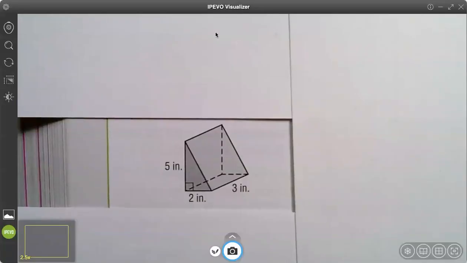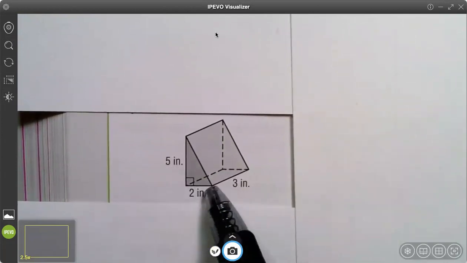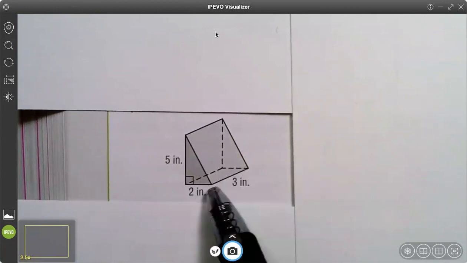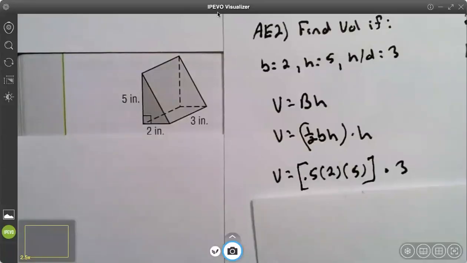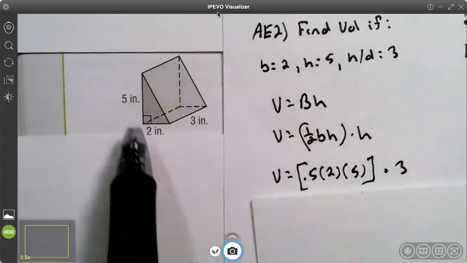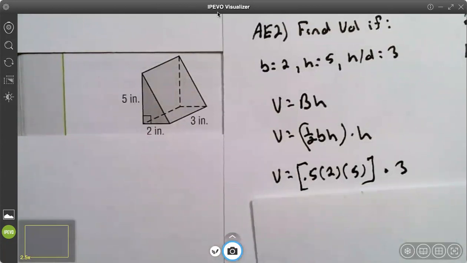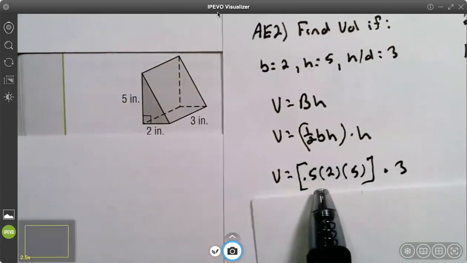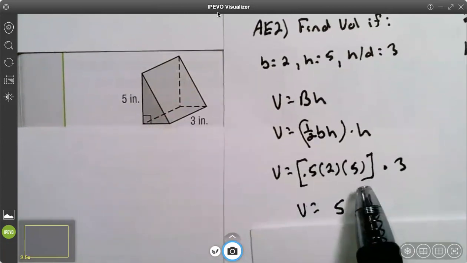Try this one. Find the volume of this triangular prism. Note that the base and the height of the triangle is 2 and 5. The distance between the two triangles, which is the height or depth of the prism, is 3. When I plug in the base and height of my triangle, I use 2 and 5. Doesn't matter whether you say 5 times 2 or 2 times 5, either one is 10. And since it's a triangle, it's half the base times the height. So I could say half of 2 is 1, 1 times 5 is 5. Or I could say half of 5 is 2 and a half, 2 and a half times 2 is 5.